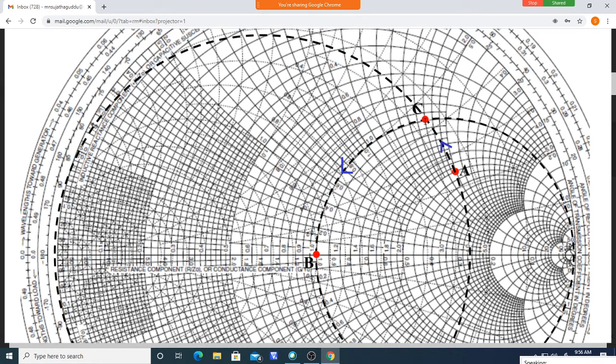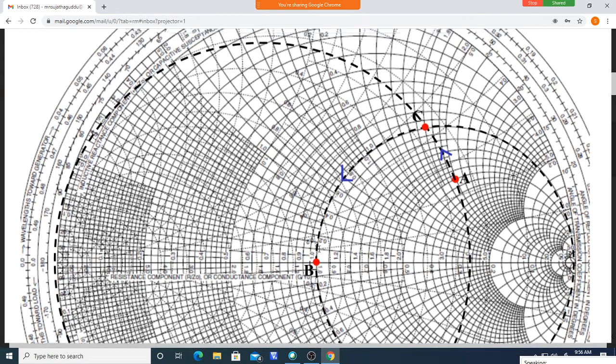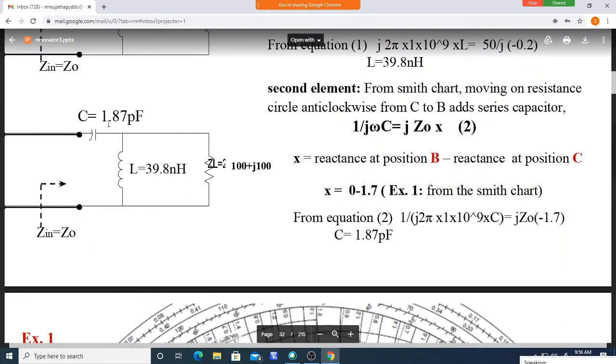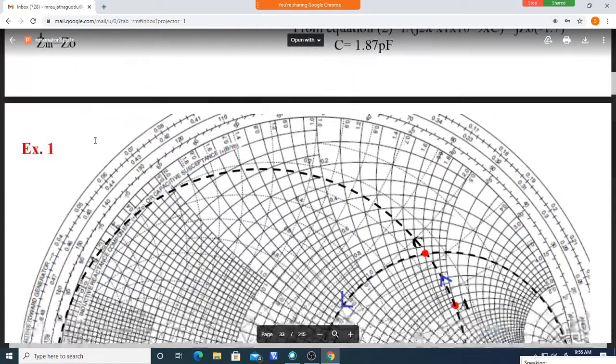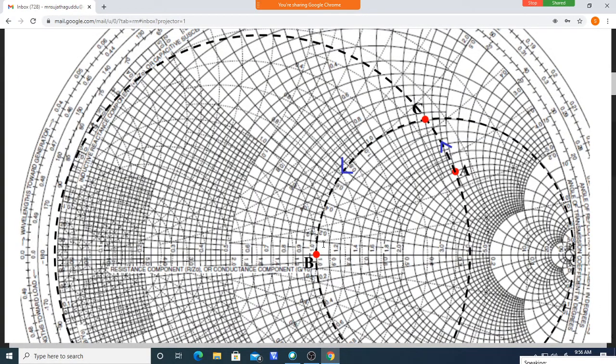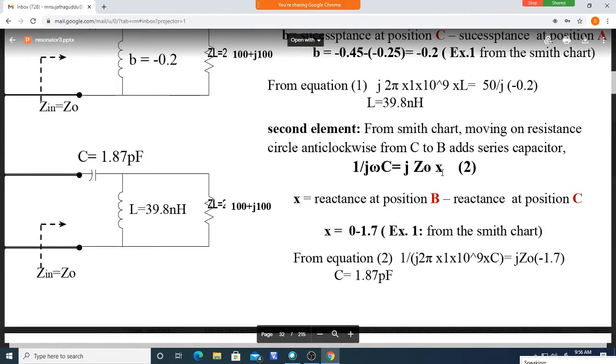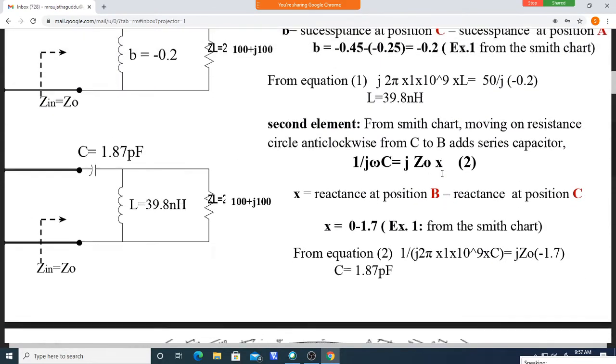Next, what we are doing? From here, we are moving on a resistance circle in the anti-clockwise direction, it adds a capacitor in series. See, capacitor in series. So moving from here to here adds a capacitor in series. So you should find out for a series element the reactance X. How do you find that X?